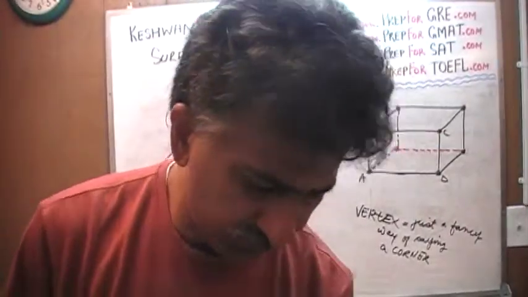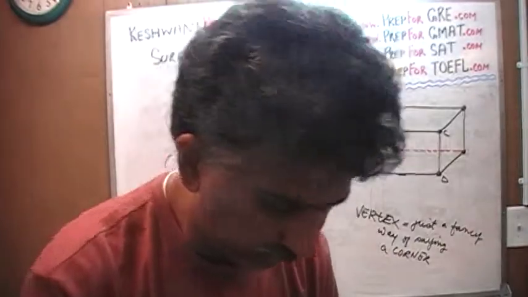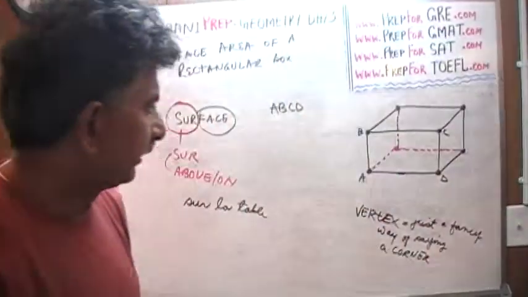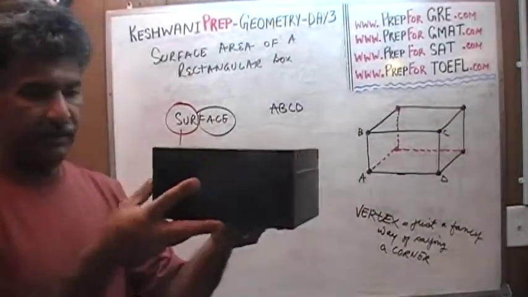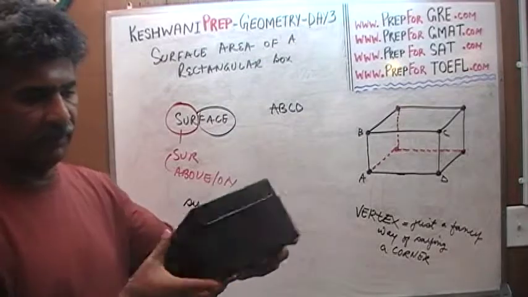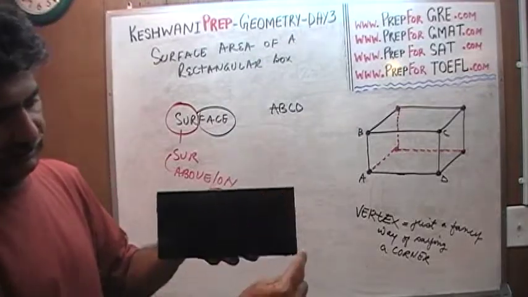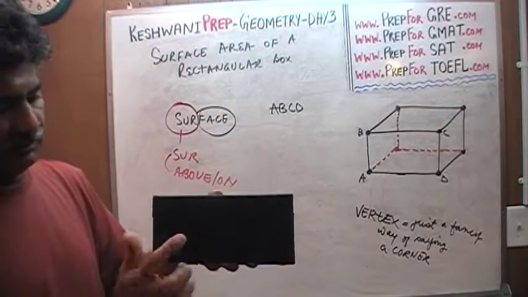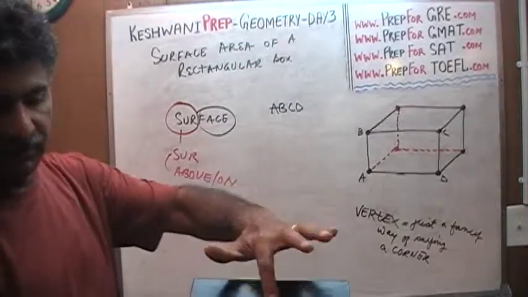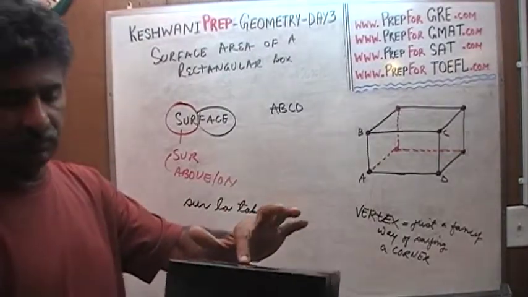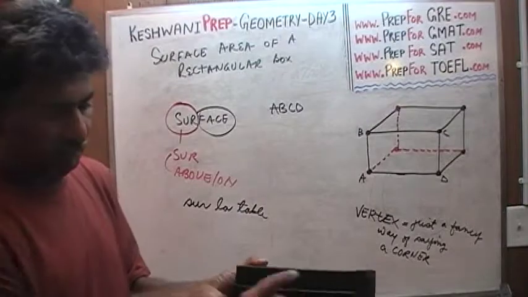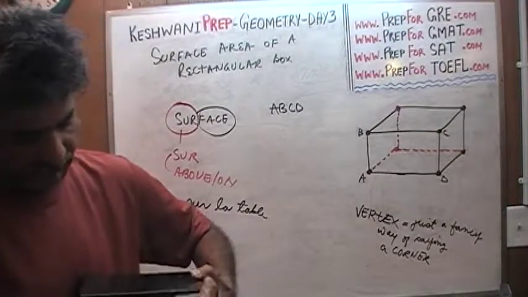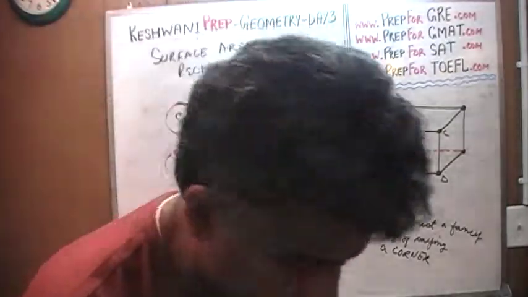I'm going to show you actually a rectangular box so that it makes it easier for you to picture it. I'm holding in my hand here a rectangular box, as you can see here. A, B, C, D. That's one face. Similarly, it has a face in the back, right here. We have to give these vertices names. We already called them A, B, C, D. Let's give these names in the back.